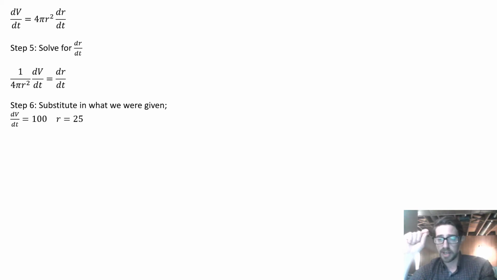So we were given dV/dt. That's how much air is being pumped into the balloon. That's a rate, so that was 100 cubic centimeters per minute or whatever. And then we were given the radius of the balloon. See, in this problem, like the last one, we need to know exactly when we're looking for this rate. So we're just looking for it at the point when the radius is 25, whatever point that is. So stick both those in.